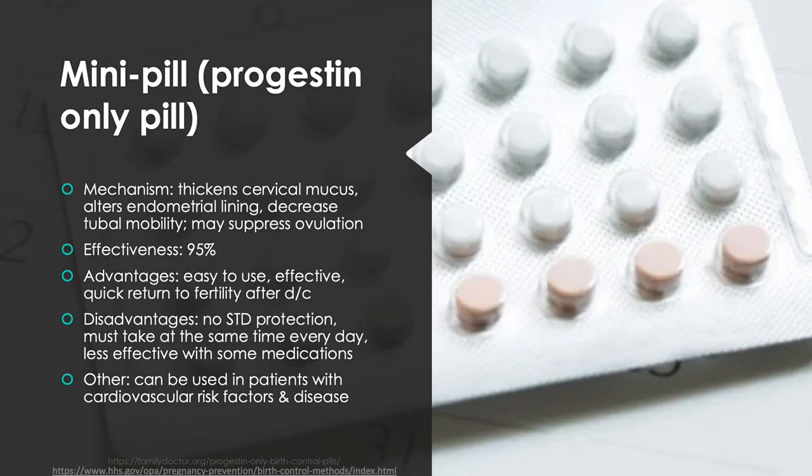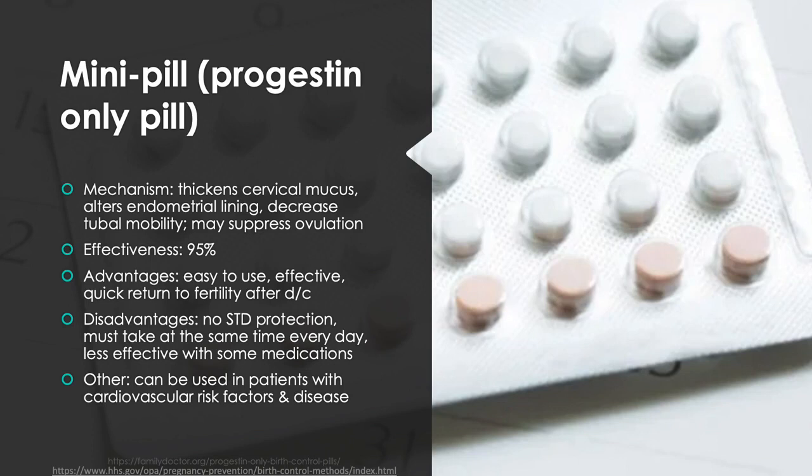Next is the mini pill. The mini pill contains only progestin and is taken daily at the same time each day. These pills thicken cervical mucus, decrease the endometrial lining, and decrease tube motility, as mentioned before. There is some research showing they may also suppress ovulation, but this is not consistent each cycle and is not the primary mechanism of contraception.